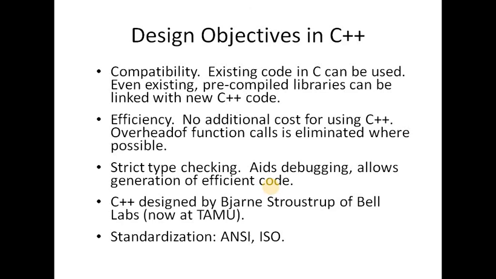What are the objectives in C++? Among the design objectives, we are talking about compatibility. Existing code in C can be used. Even existing precompiled libraries can be linked with the new C++ code. Another objective is efficiency, that is, no additional cost of using C++. Strict type checking helps with debugging, and it allows generation of efficient code. Another is standardization, provided by ANSI and ISO, the international standards organizations.